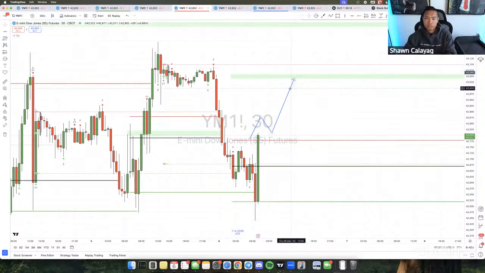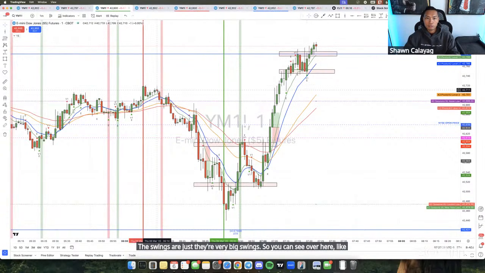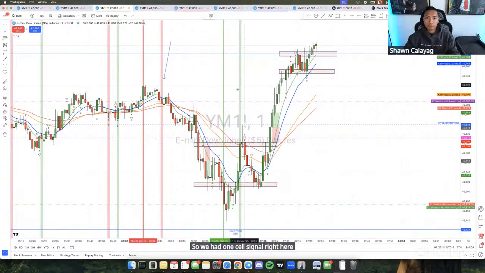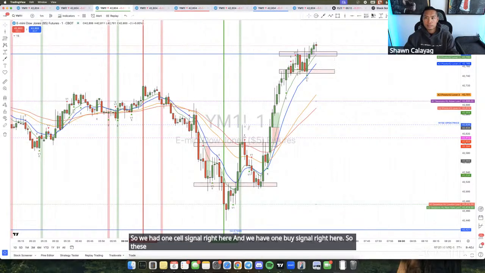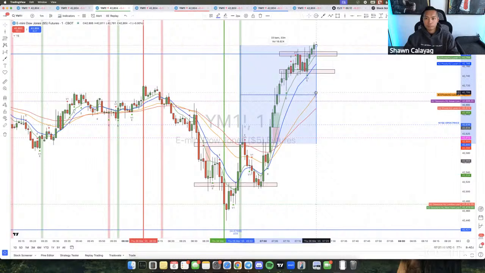The swings here are very big swings. So you can see over here, like I said earlier, guys, we only had 2 momentum signals this whole session. We had one sell signal right here, and we had one buy signal right here. So these swings last for a pretty long time. I mean, this one's been pushing for 33 minutes now.